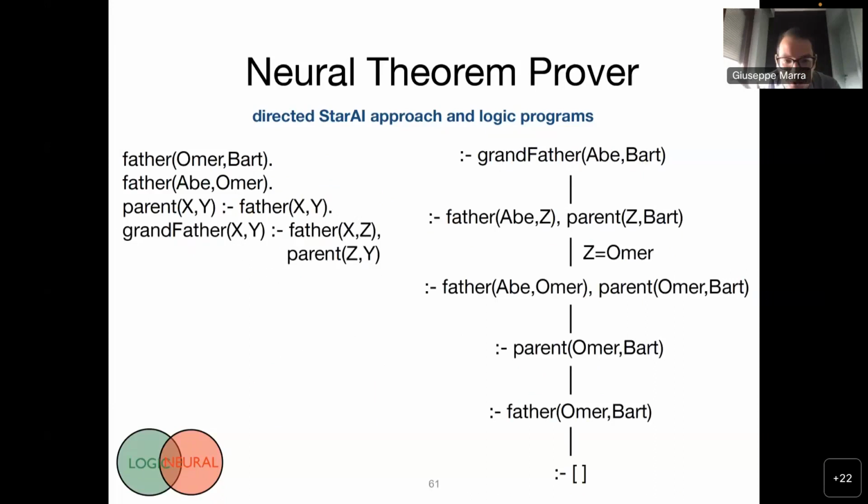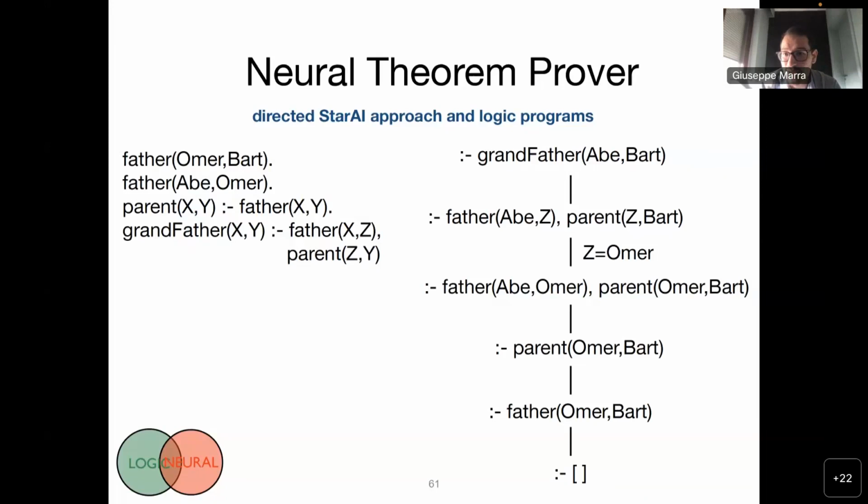I will not go to the program. It's exactly the same that we did before for first order logic programs. Now, the main problem of logic is that logic is exact. Either you have a rule that proves your query, like for example this first rule.